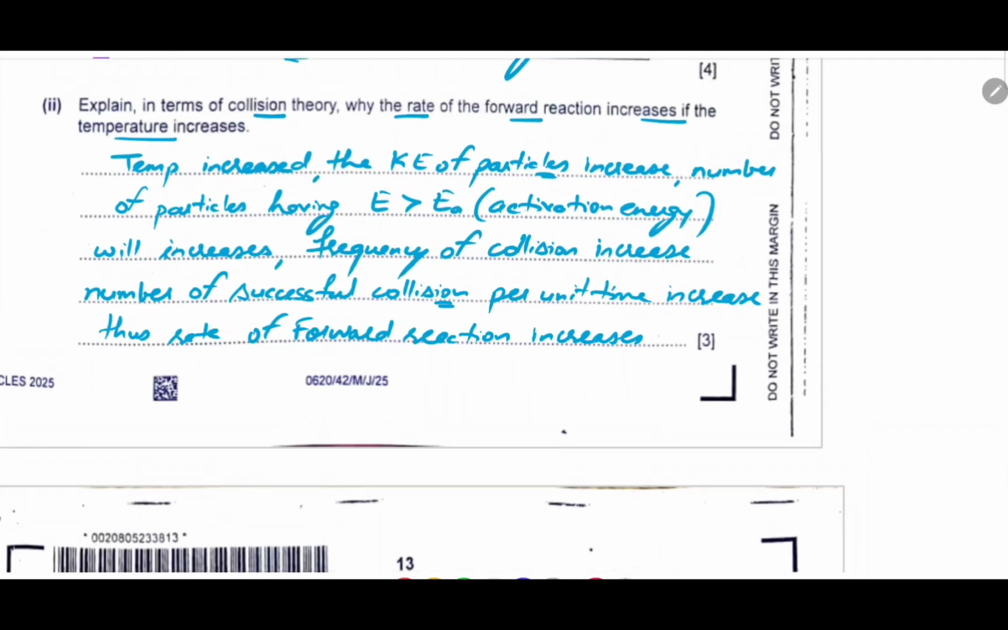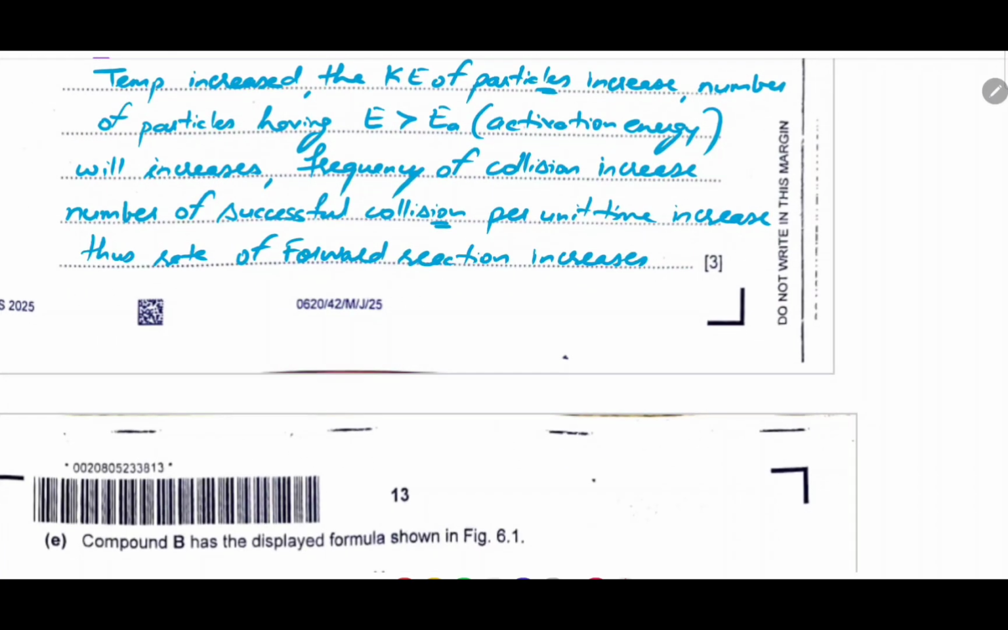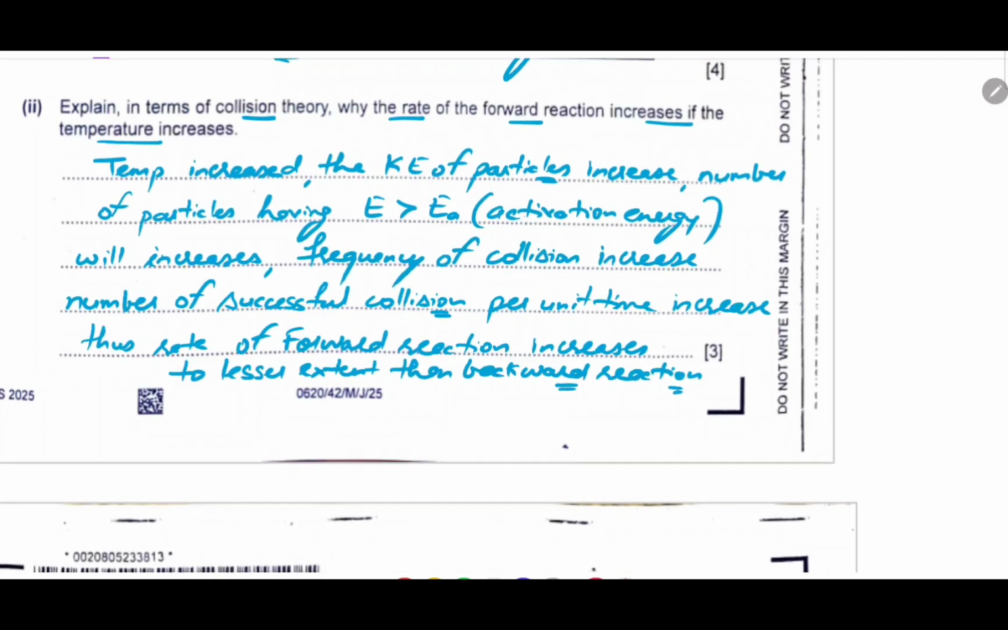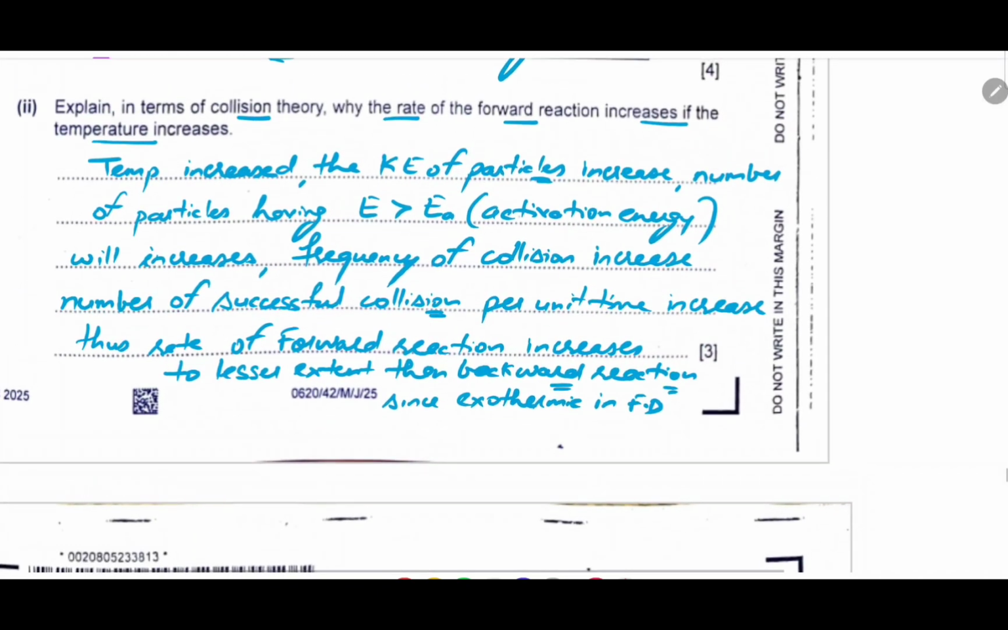And since the temperature is increased, the rate of forward reaction increases to a lesser extent than the backward reaction. Why? Because the reaction is exothermic in nature. Both will increase, but forward to a lesser extent than backward. Increase in temperature will always increase the rate of reaction, but the increase for the forward reaction will be to a lesser extent than the backward reaction. That should be the answer. Why? Because the reaction is exothermic in the forward direction. Clear? That should be the answer for the second part.